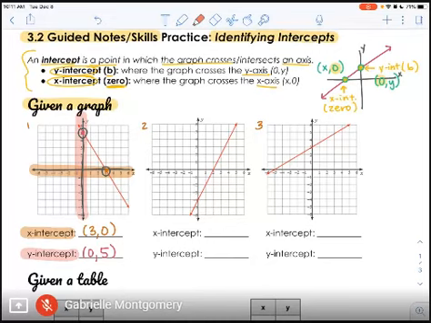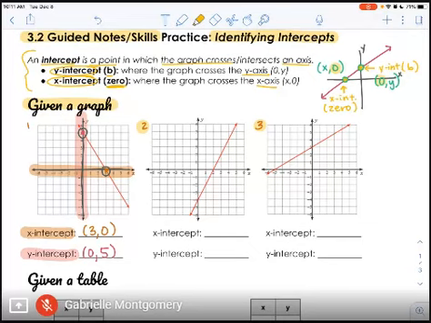And that's it. Given a graph, that's how you do it. So you just look at the graph and you write down those points where it's crossing each axis. So you'll be responsible for completing 2 and 3 on your own as part of your assignment for today. So I'm going to be moving on, but you'll be responsible for completing 2 and 3 for your submission for today.